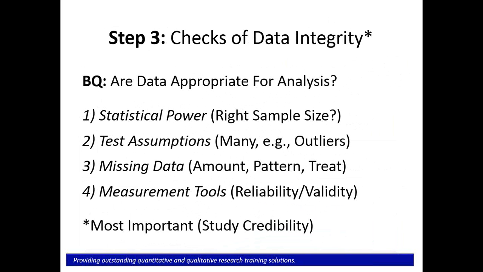Now, here's a can of worms for us to open. The big question: checks of data integrity. Are the data appropriate for analysis? If the data aren't appropriate for analysis, the analysis probably won't come out right. So we have our checks: statistical power is 1, test assumptions 2, missing data 3, and measurement tools 4. Let's apply those to the article.